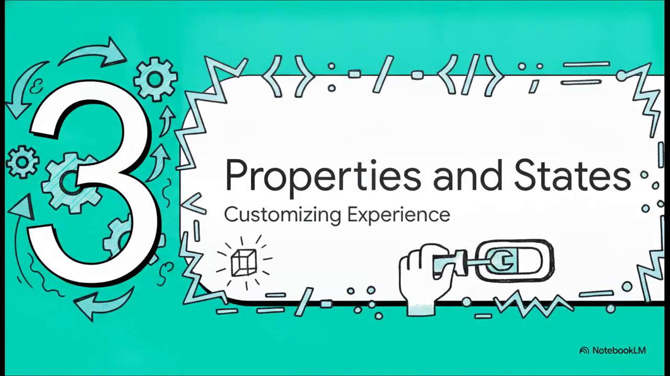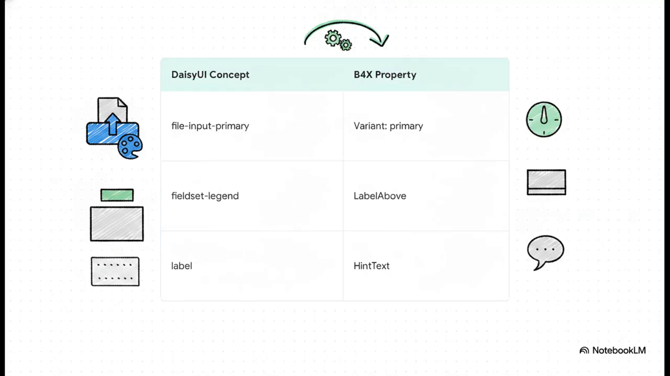Section 3. Component properties and states. Customizing the developer experience. So, how do we actually configure these beautiful states in our code? Well, notice how the developers behind this component have translated complex DaisyUI CSS concepts literally directly into simple, intuitive B4X designer properties. It's brilliant. For example, if you want that primary color styling, you don't need to mess around writing CSS classes like file input primary. You simply set the variant property to primary.